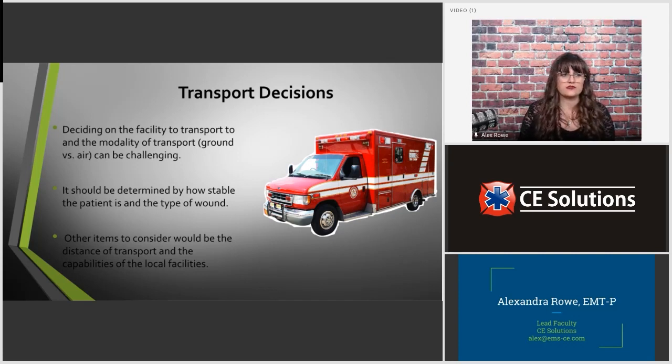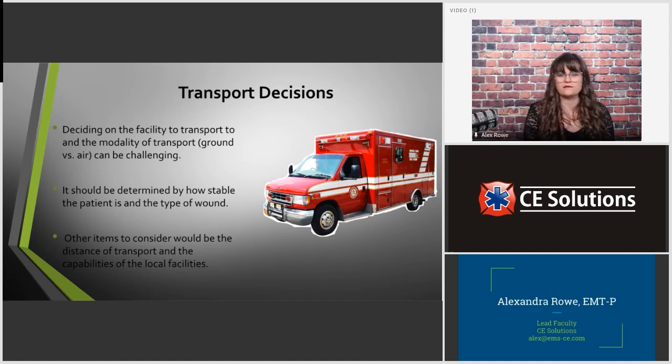Transporting traumatic injuries and those that are hemorrhaging. Deciding on the facility, you just need to decide if you need your patient initially stabilized, because if that's the case, you're just going to take them to the closest appropriate facility. If they need to go to a trauma center and it's far away, now we need to decide, should they go by ground or should they go by air if available?